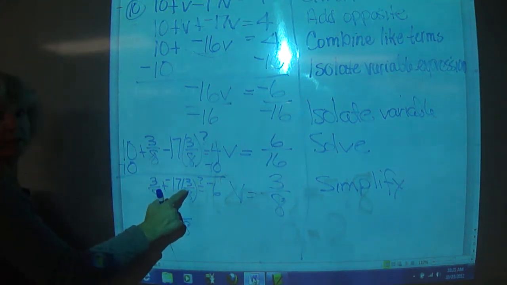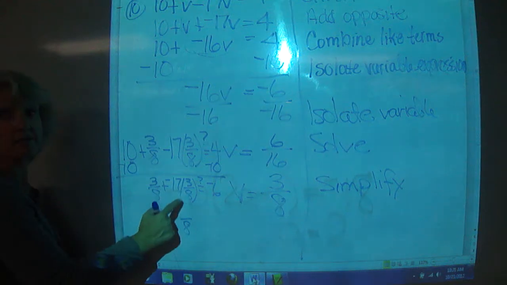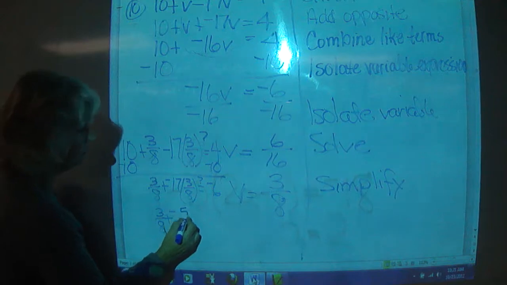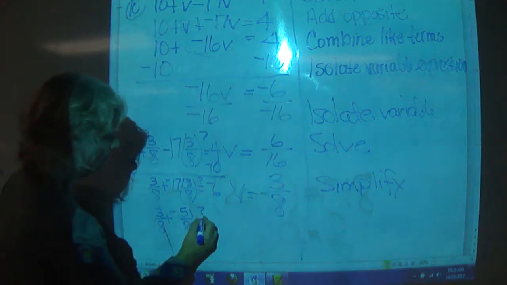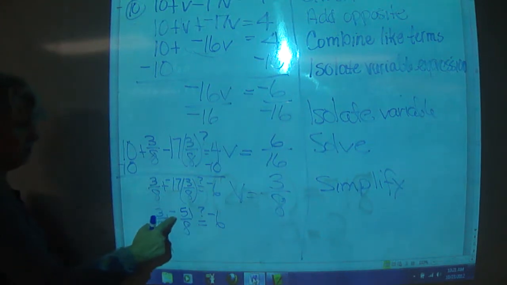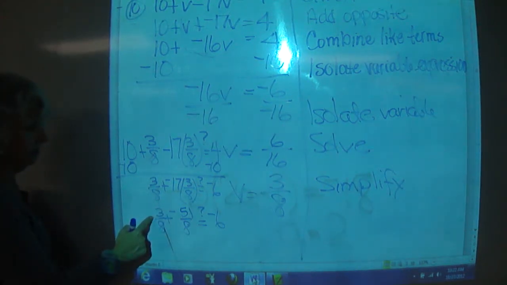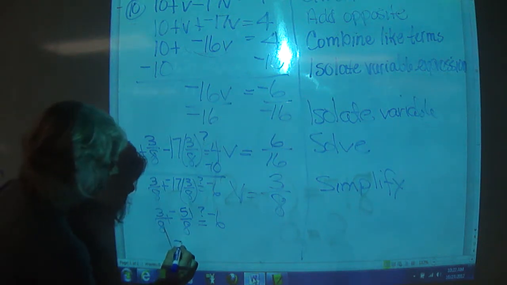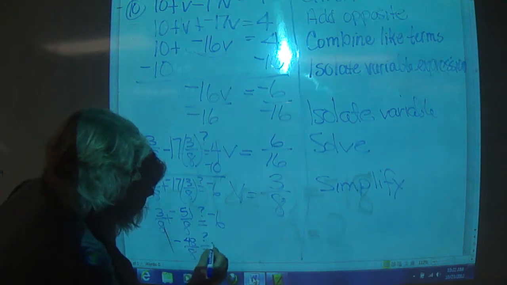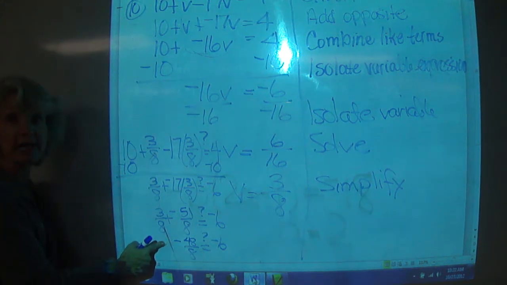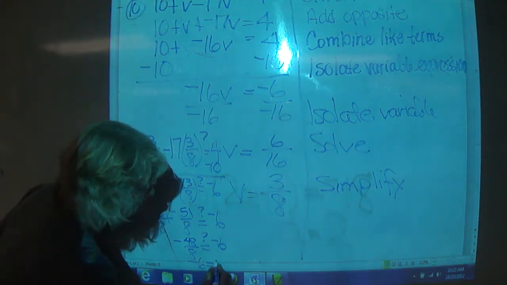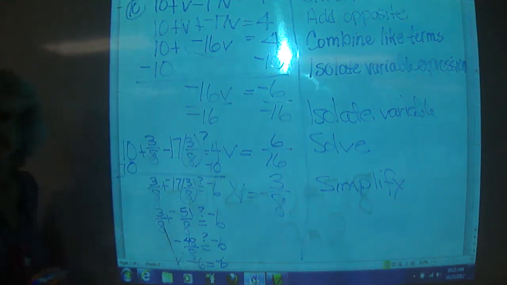What's 10 times 3? 30. What's 7 times 3? 21. What's 30 plus 21? 51. 51/8 equals negative 6. Oh, what's 51 minus 3? 48. Negative 48 eighths. Is that equal to negative 6? How many eighths in 48? 6. Oh, and it's negative. So negative 6 equals negative 6, and it checks.